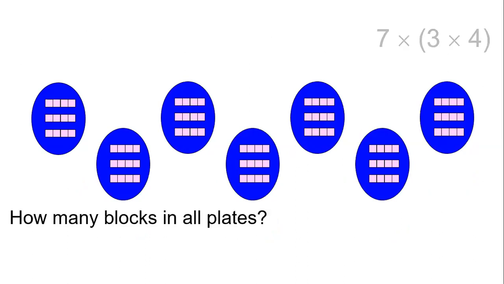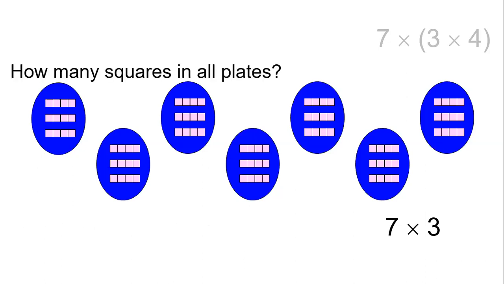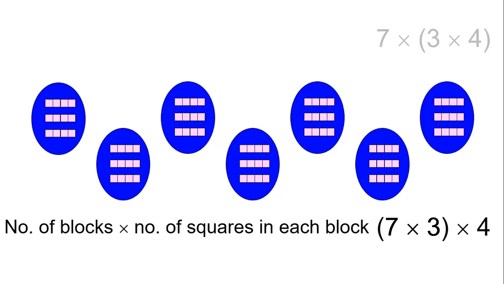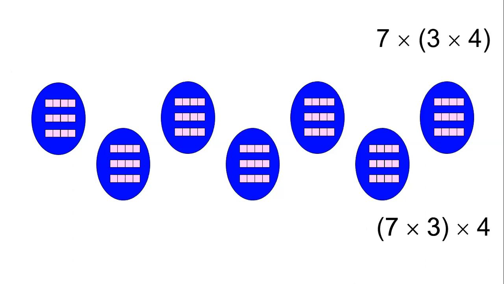Another way of counting will be how many blocks in all plates. And then how many squares in all plates will be this: how many blocks times how many squares in each block. So one is counting plate wise, another is counting block wise, and that generates these two different expressions which are slightly different, but we are essentially counting the same thing.